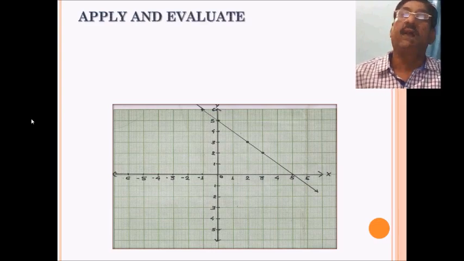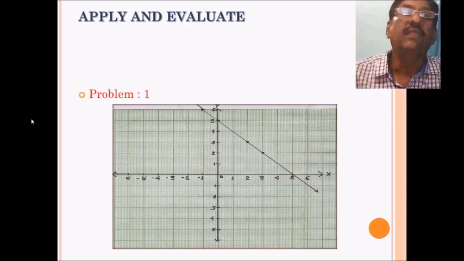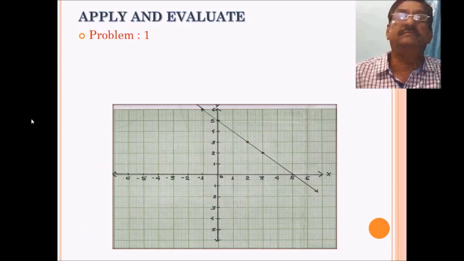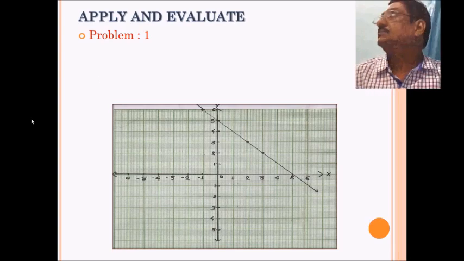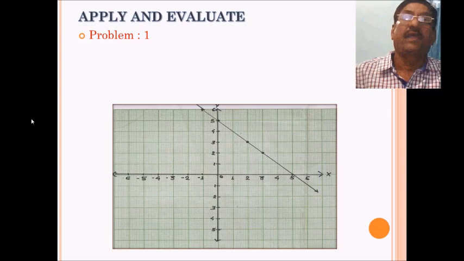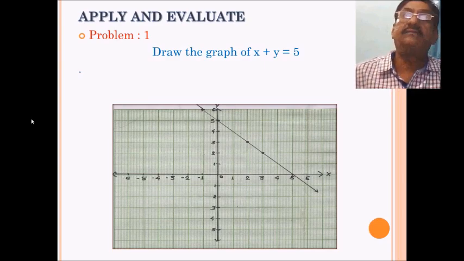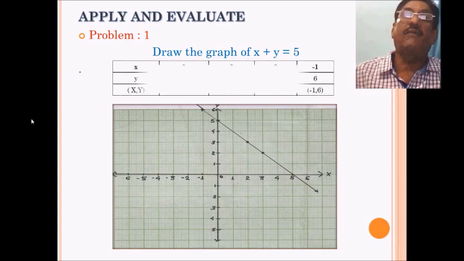Now you see the apply and evaluate. So the problem is to draw the graph of the line having equation x plus y equal to 5. First find out the coordinates which will satisfy the given equation and draw the graph of this line.